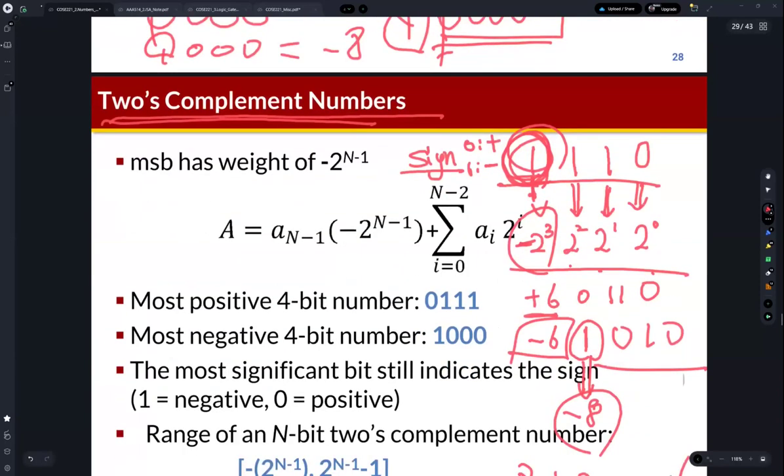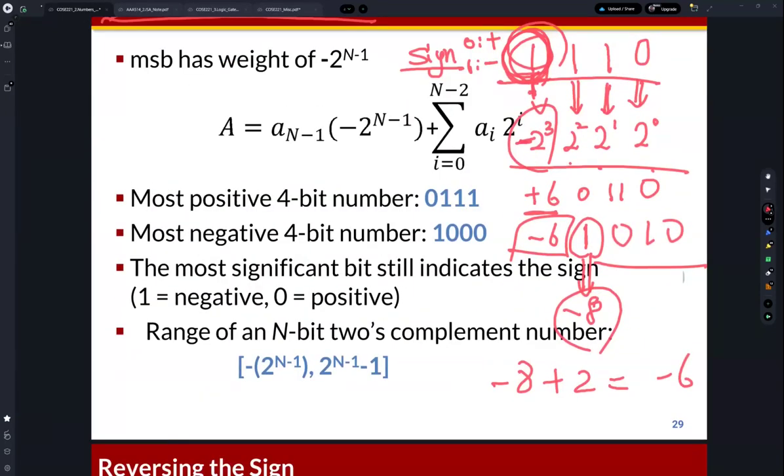Okay, so in the 2's complement number system, the most positive 4-bit number is 0, 1, 1, 1. So this is the largest number, right? Because the sign bit is 0, and then it's plus, plus, plus. It's 7, right? Then what's the most negative number? So it's the smallest number. All positive digits are zeros, and then the MSB, this is the negative sign, so it should be 1. So this is minus 8. This is the smallest number that can be represented using 4-bit 2's complement number.